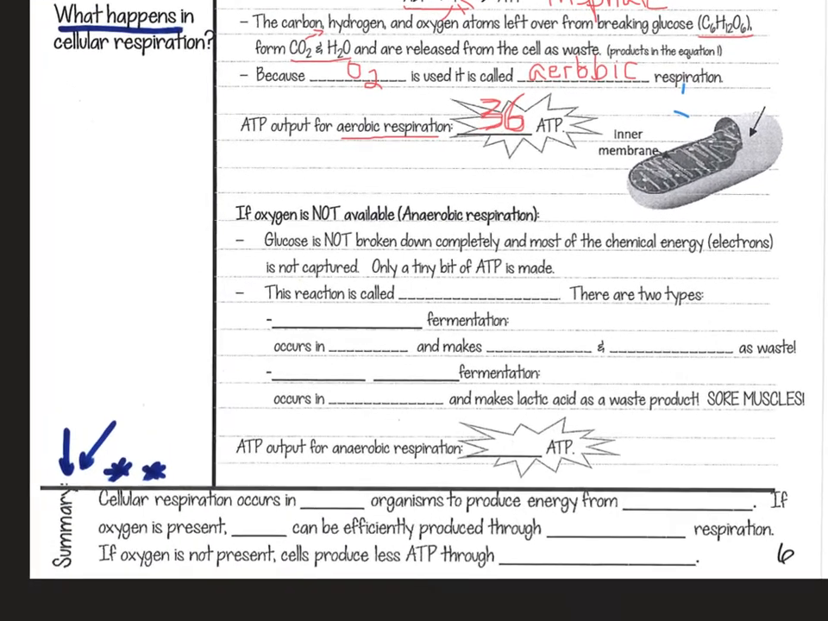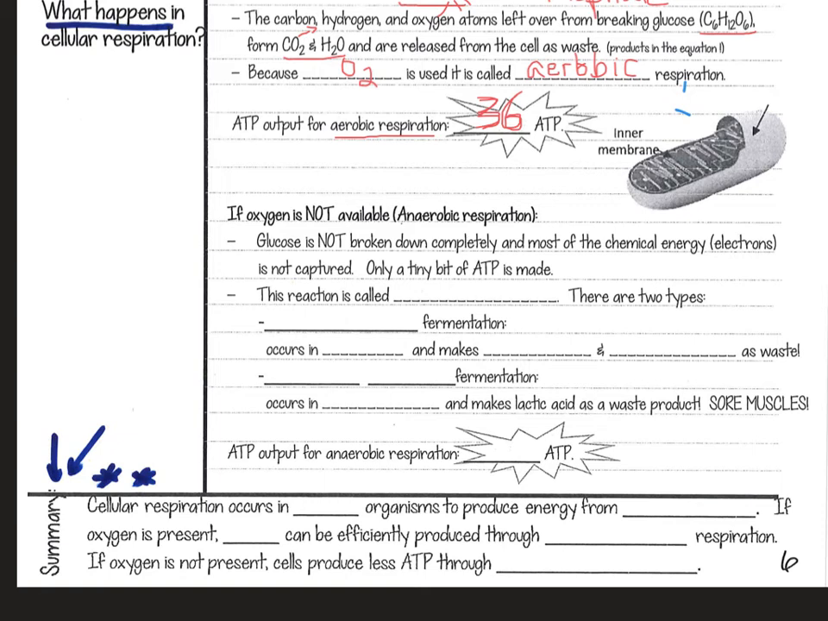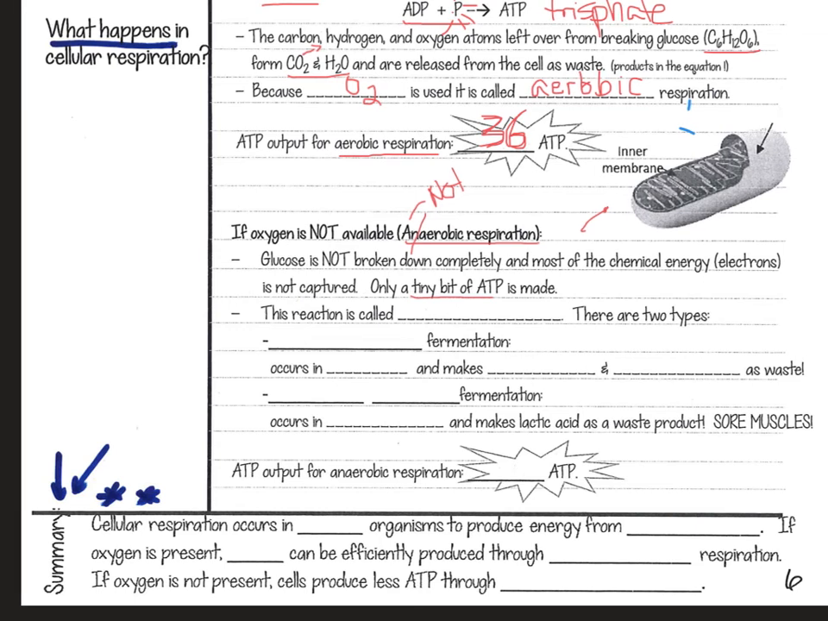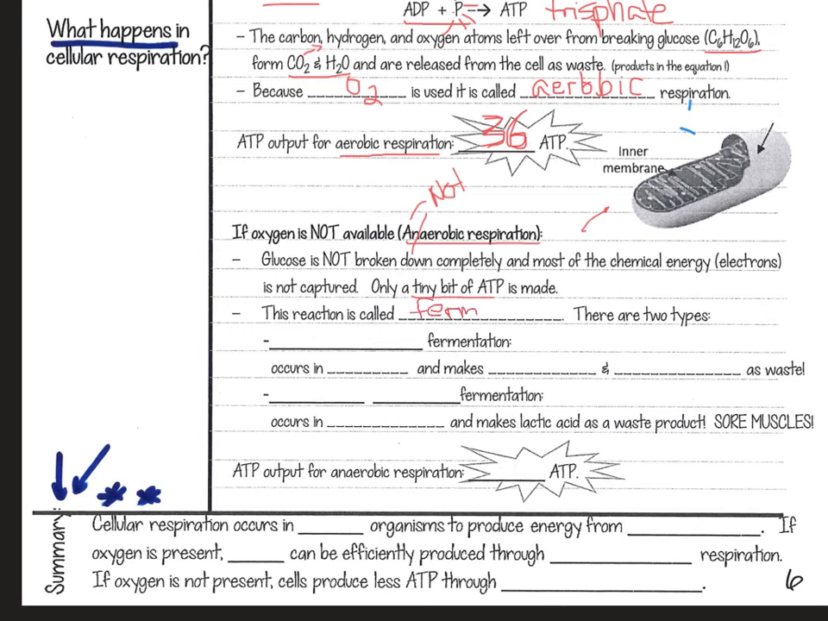Okay, let's go to the last part. What if oxygen is not available? And we've already had a preview of this. It's referred to as anaerobic because the prefix an means not. Anaerobic means not aerobic. So the glucose is not broken down completely, and there's only a little bit of ATP made, right? And this reaction is called fermentation. F-E-R-M-E-N-T-A-T-I-O-N. Fermentation. And there's actually two types.